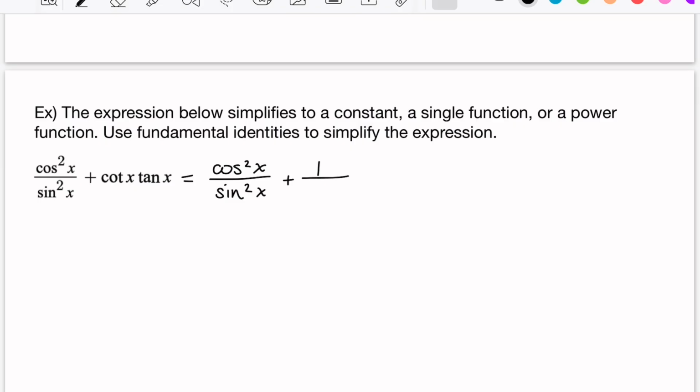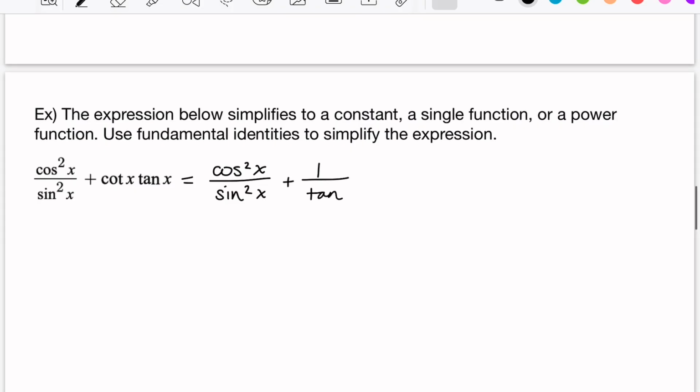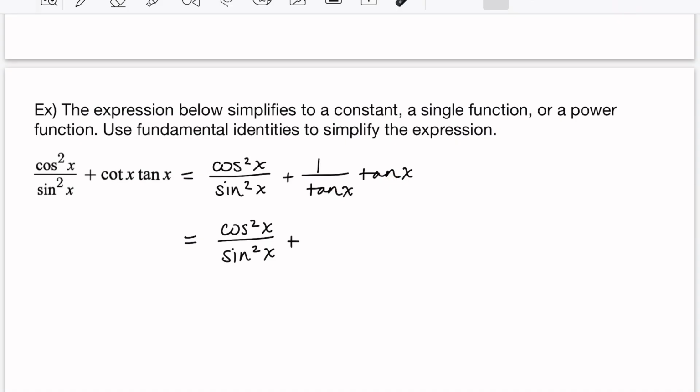So like I said, cotangent is the reciprocal of tangent. This gives us, we still have this cosine squared over the sine squared x, but cotangent x times tangent x will just give us 1. Now we're not done yet because we were told that the expression simplifies to a constant, a single function, or a power function. So we're not going to stop until we get one of those.